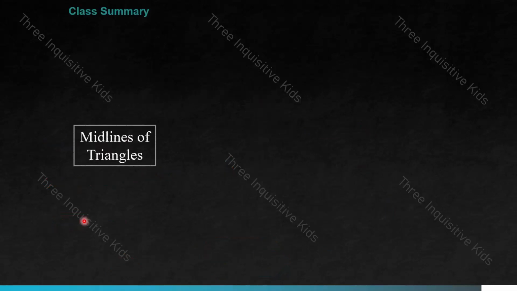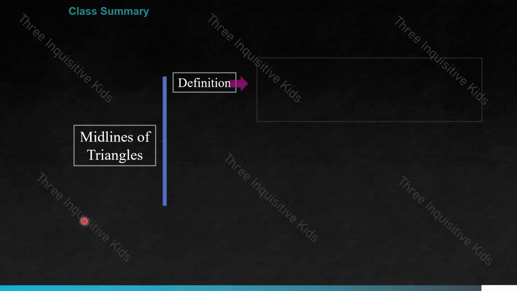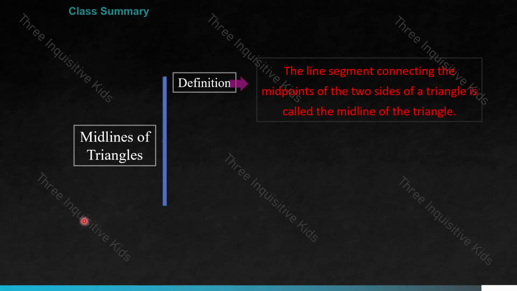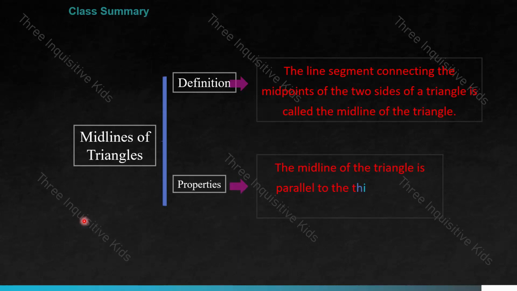Class summary. Midlines of triangles. Today we learned about its definition. The line segment connecting the midpoints of the two sides of a triangle is called the midline of a triangle. Remember, midlines and medians are two very different things. Midlines, you can remember it as the line segment that connects two midpoints of a triangle. Midlines and midpoints sound very similar, so that's where you can differentiate them. Now, properties. The midline of the triangle is parallel to the third side and equal to half of the third side. And by third side, I just mean the side that it is not intersecting.